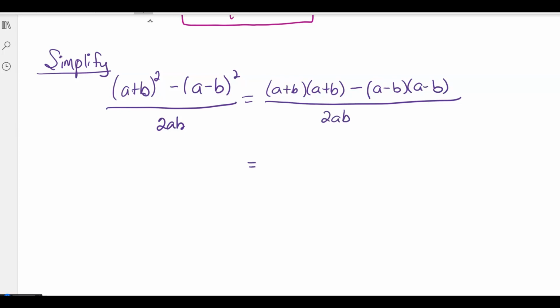So what we're going to do is FOIL that out, first, outer, inner, last. And if you're not familiar with the term FOIL or the acronym FOIL, it really just means to multiply. Okay, so let's not get caught up in what FOIL means.